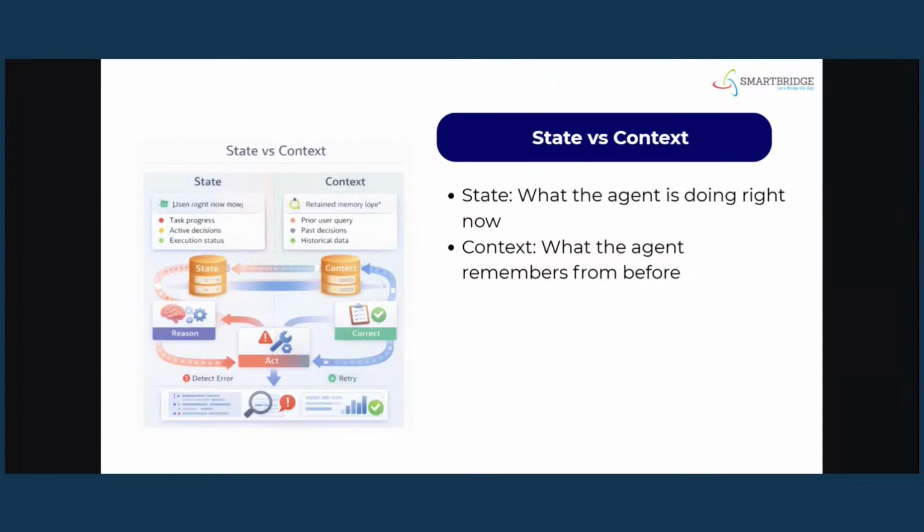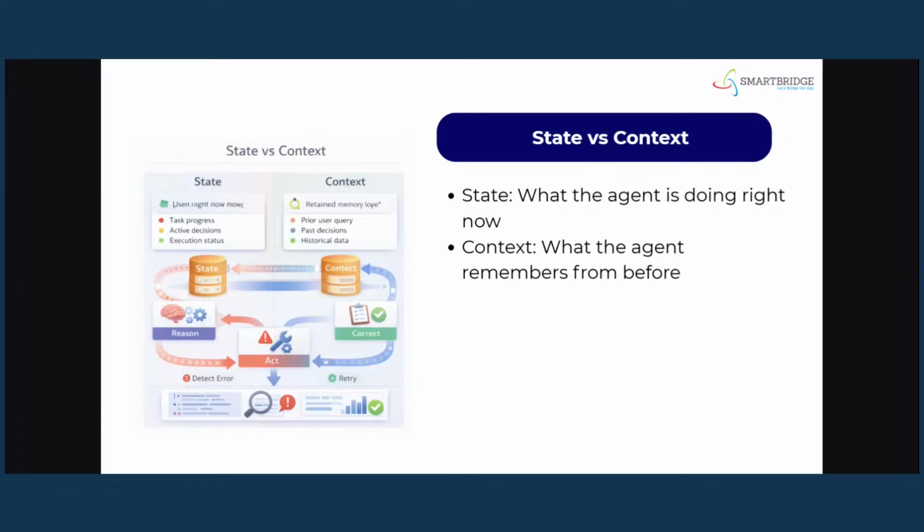Okay, now let's understand the difference between state and context. Many students mix these two things. They are related, but they are not the same. State is about what is happening right now in the system, while context is about what has happened before and is still important. Both are needed for agentic AI to work properly.